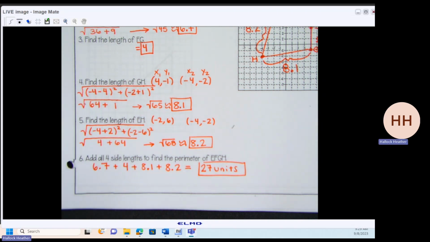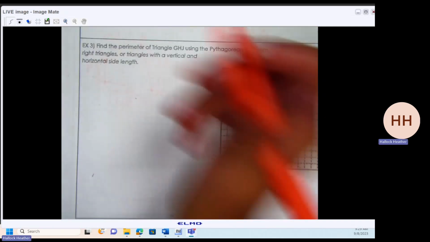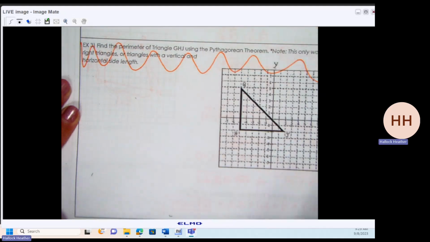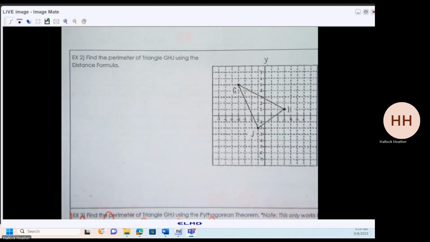So on the back, there's 2 questions. I want you to scribble out number 3. You can skip it. Number 2, you're finding the distance from each segment, finding the distance, and then you're adding them up. So you've got to find your original points first.